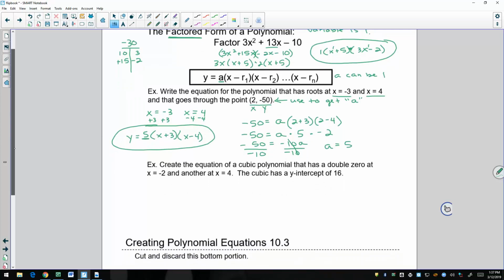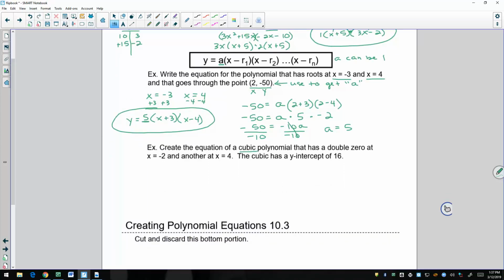All right, the next example, it says create the equation of a cubic. Cubic is 3. That means I'm going to have 3 roots or 3 zeros. But you'll only notice they gave me 2 zeros. But then they said this, it has a double 0 at negative 2. So what that means, if I rewrite all of this out, we usually don't write the double roots twice, because it's the same root. But in order to get the equation, I do have to write it twice, because technically there were 2 of them. We just usually don't write 2 of the same answers.